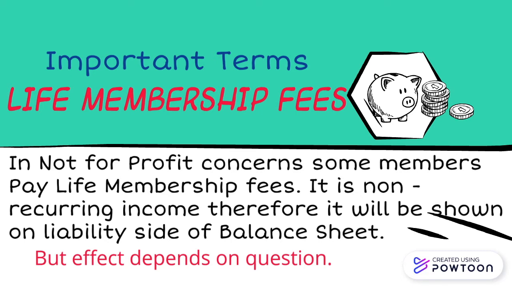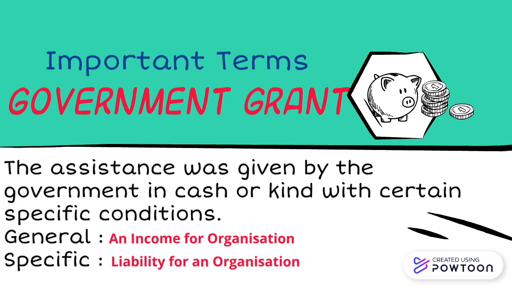Otherwise, you have to follow whatever has been stated in the question. Government grant. The assistance given by the government in cash or kind with certain specific conditions is called a government grant. That means generally hospitals, schools, colleges, orphanages, NGOs, or some associations which are working with the help of the government grant.